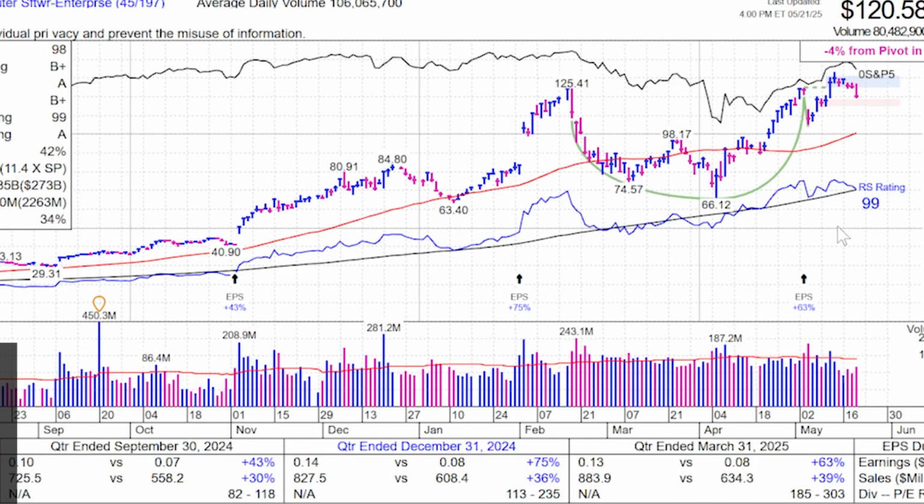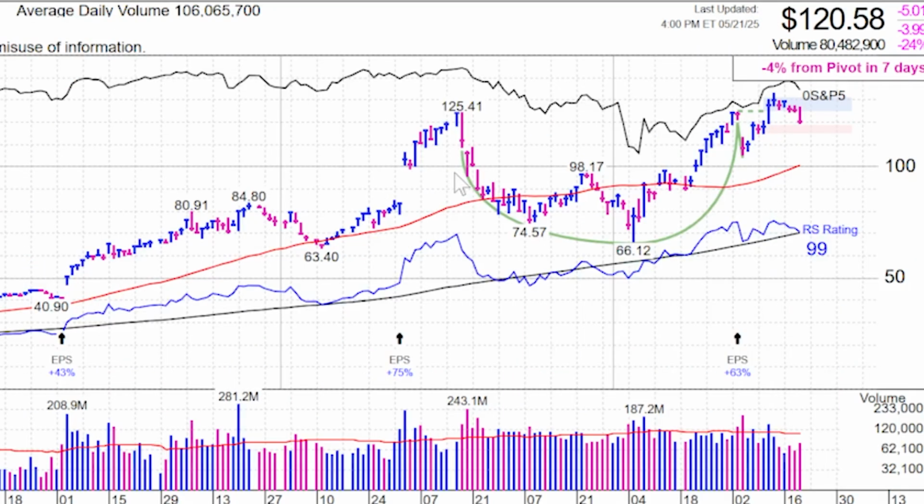The next thing I want to point out is this RS rating, or relative strength rating. This is a measure of how a stock has performed in terms of its price over the past 1 year compared to the S&P 500. So a 99 is the top rating you can get in this system, and it means that Palantir has performed better than 99% of all stocks in the S&P 500.